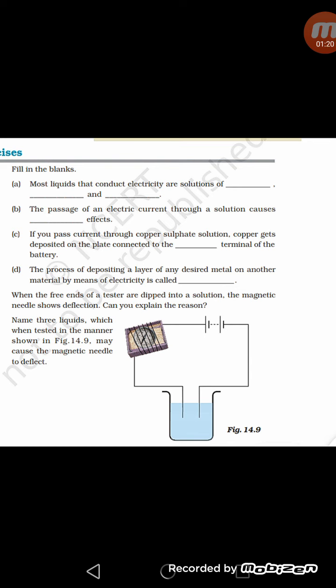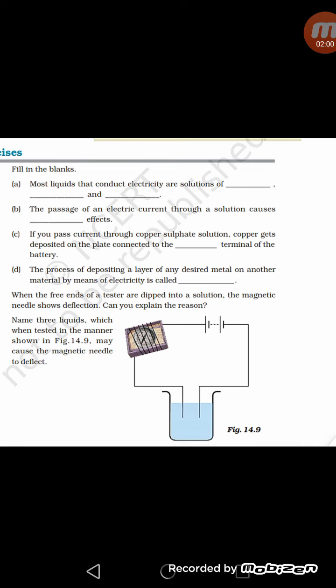Now in question number 2, when the free ends of a tester are dipped into a solution, the magnetic needle shows deflection. Can you explain the reason? In this question, as we know, the compass needle shows a deflection which shows that current is flowing through the wire. Whenever current is passing through a wire, it behaves like a magnet and it produces a magnetic field around it, and due to the production of this magnetic field, the magnetic compass which is kept nearby gets deflected due to magnetic effect of electric current.